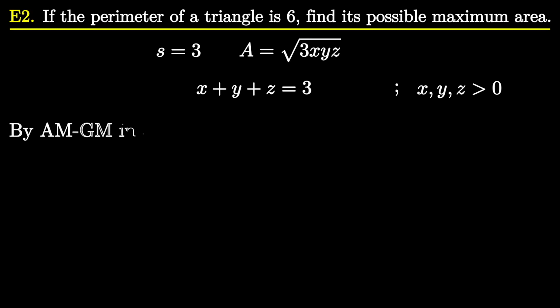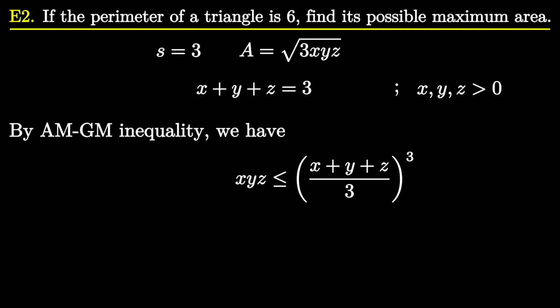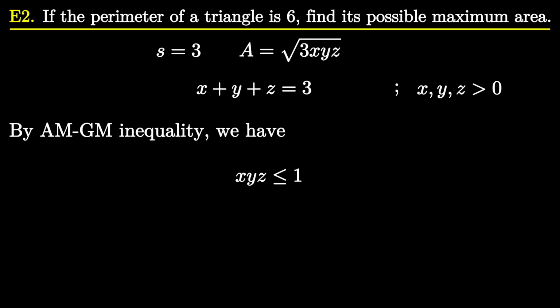And this can be tackled nicely by AM-GM inequality. So by using AM-GM inequality, we get 1 as the maximum value of xyz. Hence the maximum value of the area is square root of 3.